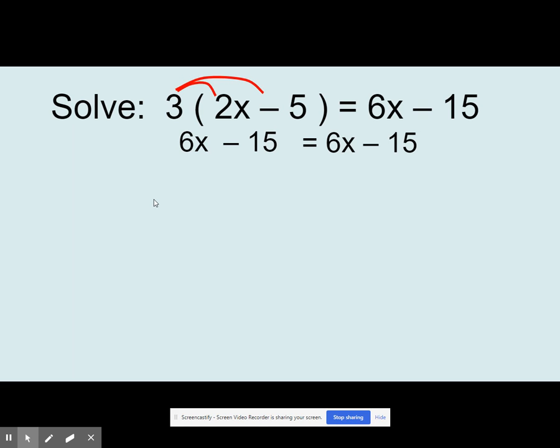So then I look and say, okay, second thing on my list, combine like terms. Can I combine 6x minus 15? Nope, they're not like terms. Same thing's over here, so not like terms. So then I move down to my next thing on the list.